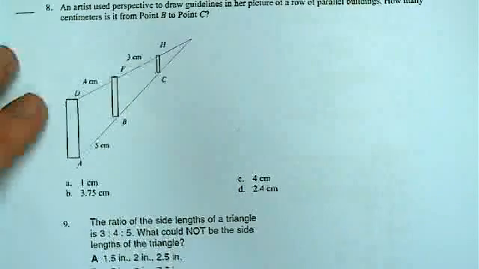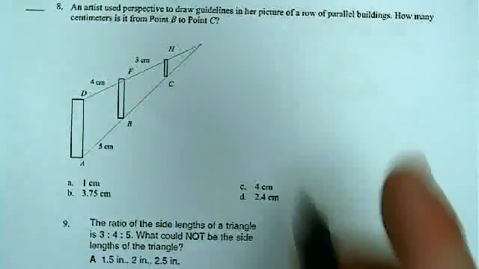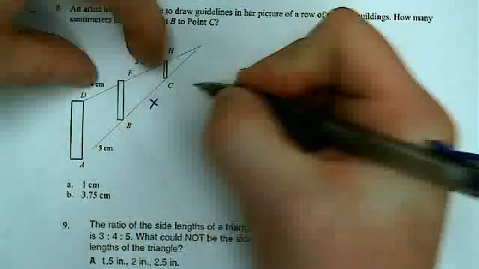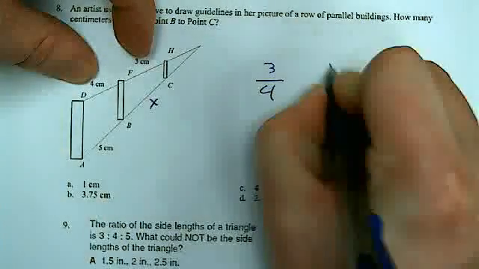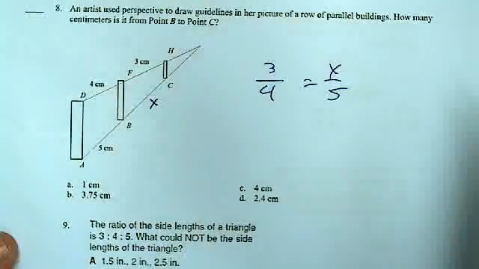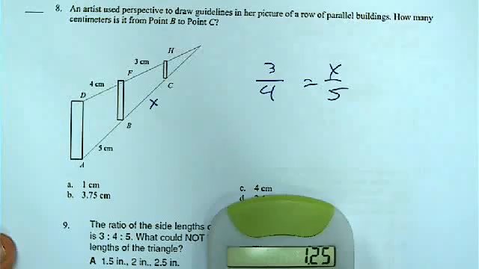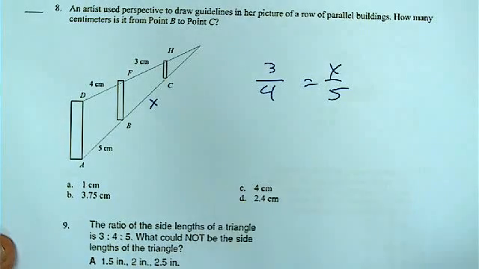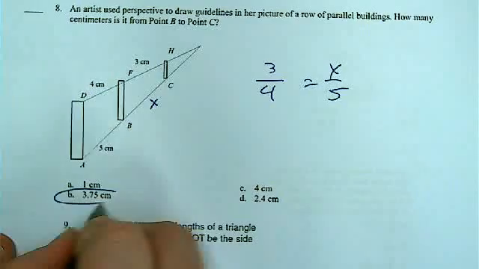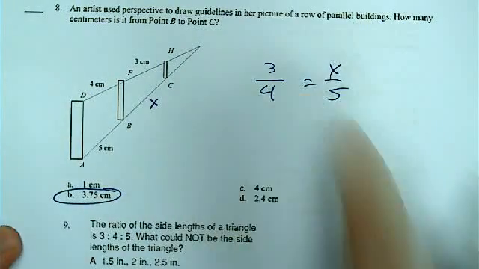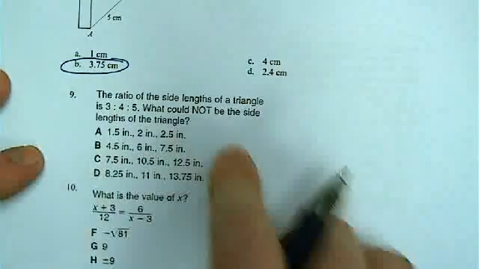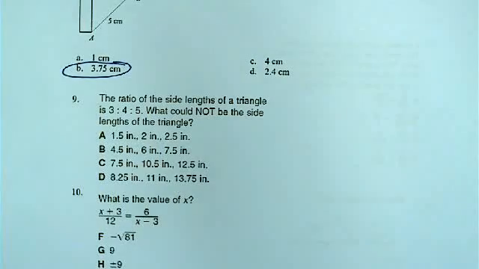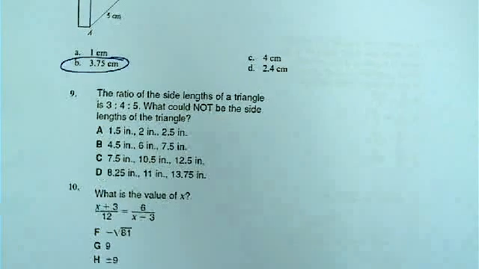Number 8, an artist is doing some perspective drawing. We talked about this. To find that length, I can do 3 is to 4 as x is to 5. Cross multiply and divide. I'm going to get 3.75, B. That's the proportion I'm solving. Number 9 was one that's a little bit unique. It's not what we've been practicing so much, but it is worth noting.